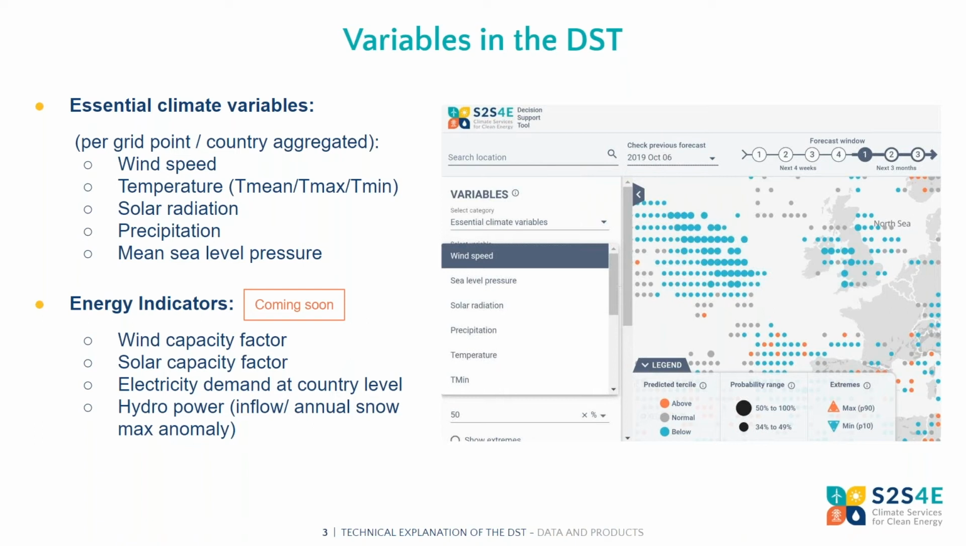Those are surface parameters that are known to impact the energy system. Wind speed and solar radiation impact renewable generation, temperature is known to affect electricity demand, and precipitation is very important, of course, for hydropower. And also you can see mean sea level pressure, which is a very useful indicator of the state of the atmosphere as a whole. Aside from these surface variables, we are also willing to introduce in the tool energy indicators, so generation and demand indicators. This is not yet available, but will become available soon.